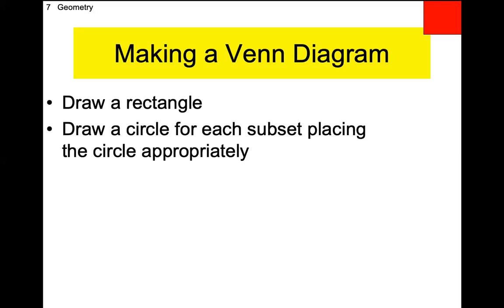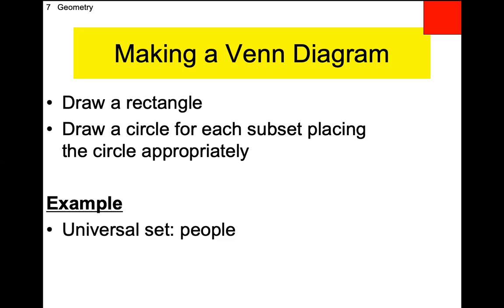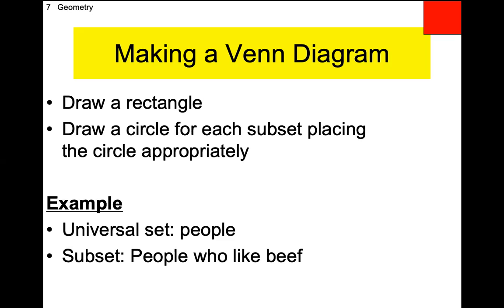Okay. How many of you have never seen a Venn diagram before? Okay, cool. Here's an example. The universal set will be people. So let's see, the subset will be people who like beef. I need to start drawing here. So let's see, we need to make a rectangle. So here's my rectangle, horribly drawn.